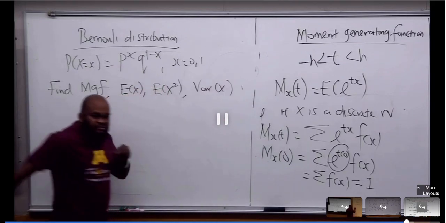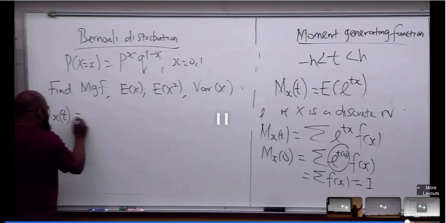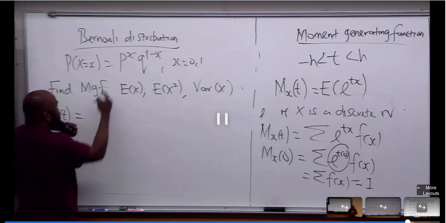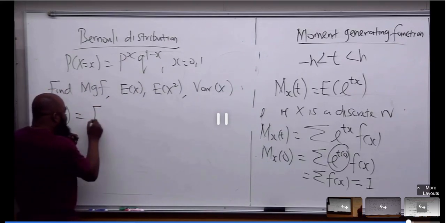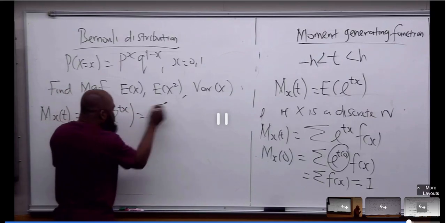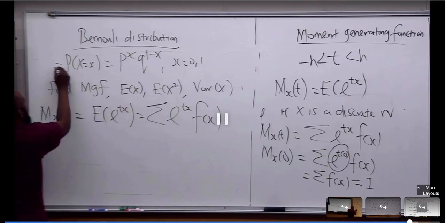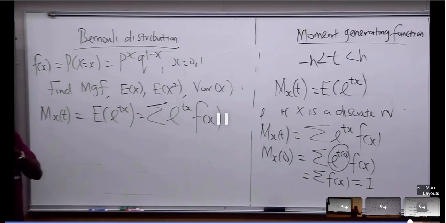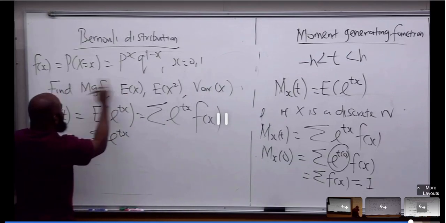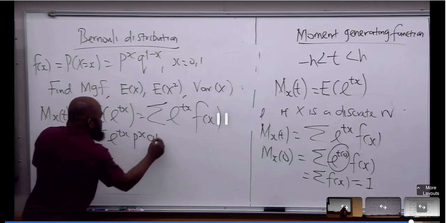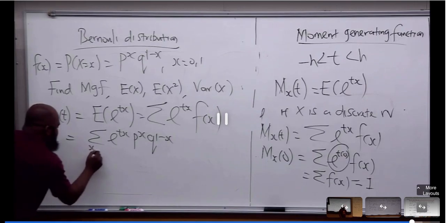Now, I want to find the moment generating function first. Don't forget, because Bernoulli is a discrete random variable, I'm actually going to do E of e raised to power tx equals summation e raised to power ts f of s. Don't forget this guy. So right now, I'm going to write e^(ts). What is f of s right now? p raised to power s, q raised to power 1 minus s. Now, s starts from 0 to 1. You see what I have right now?